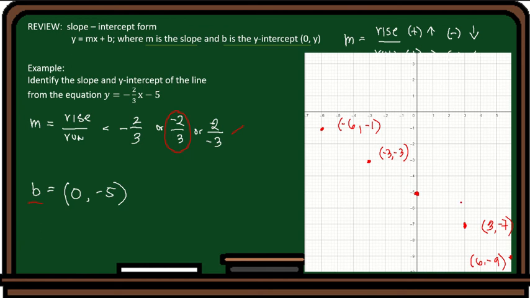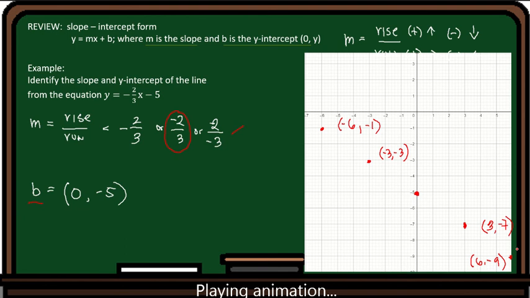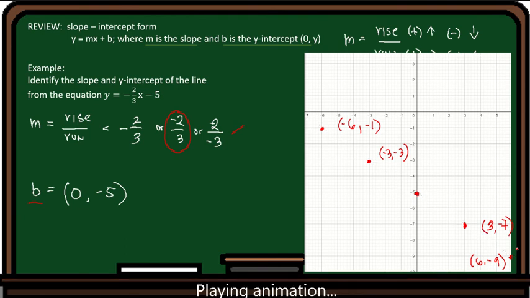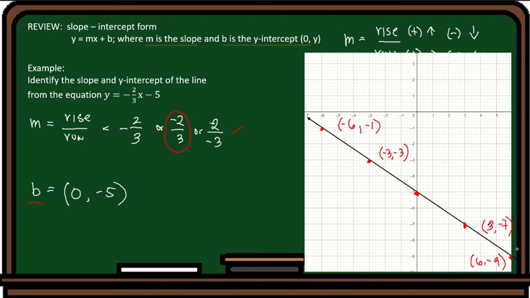Now, we have the points. We can now connect these points to create a straight line. So, we will connect that one. Let's repeat it. So, that will be your line. This line represents the equation y is equal to negative 2 over 3x plus 5. So, this is how you graph a linear equation given the slope and the y-intercept.